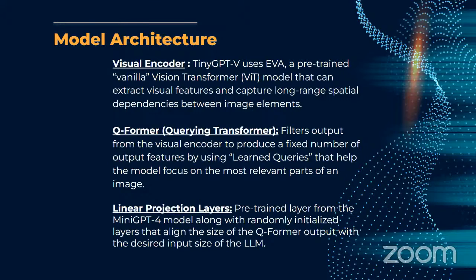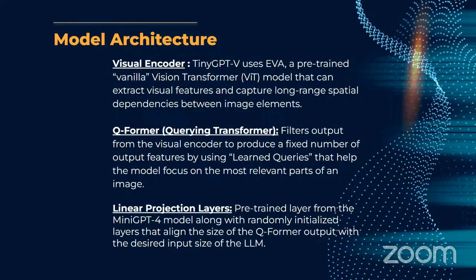That's essentially filtering output from the visual encoder to produce a fixed number of output features, and it does this by leveraging these quote-unquote learned queries. Like the image embedding or word embedding, it's producing an abstract representation of the meaning of a word, a sequence of words, or an image. These learned queries are essentially a representation of common questions that are used to perform common tasks involving image-text pairs. And this component is also frozen, and it's helping the model focus on the most relevant parts of the image.